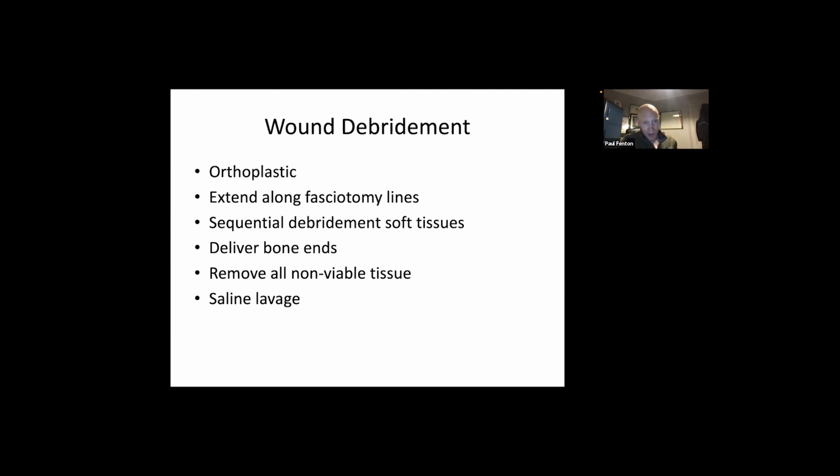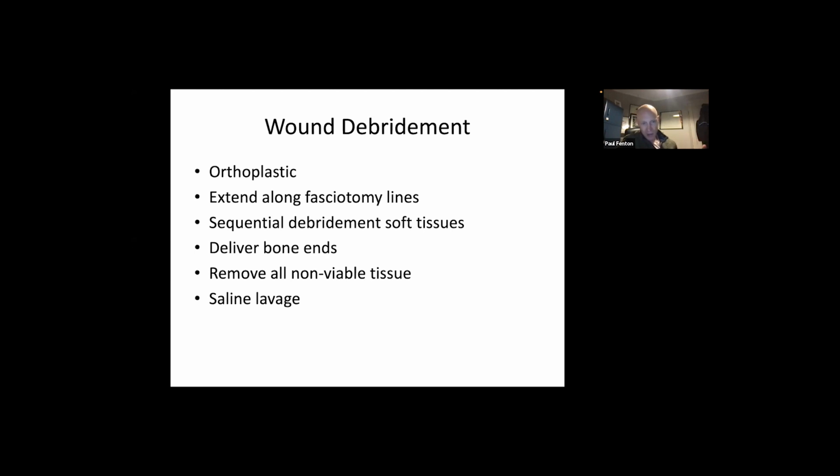So we start by extending the traumatic wound along the fasciotomy lines. We'll have a look at them in a minute. And then the plastic surgeon would normally do a sequential debridement of the soft tissue, starting at the skin, the subcutaneous fat and fascia, removing any dead muscle. And then the wound will be extended sufficiently to deliver the bone ends through the wound.